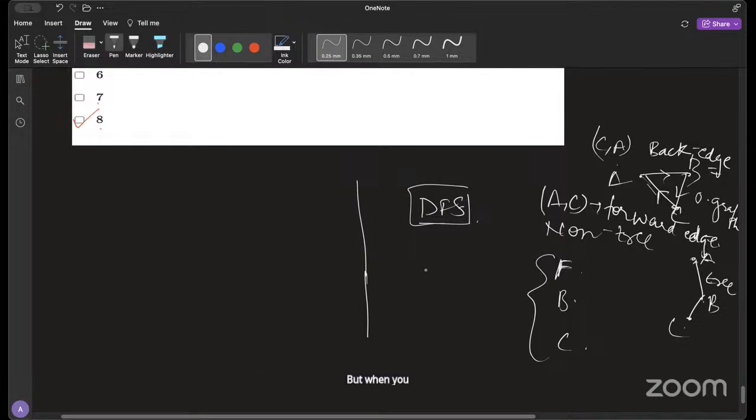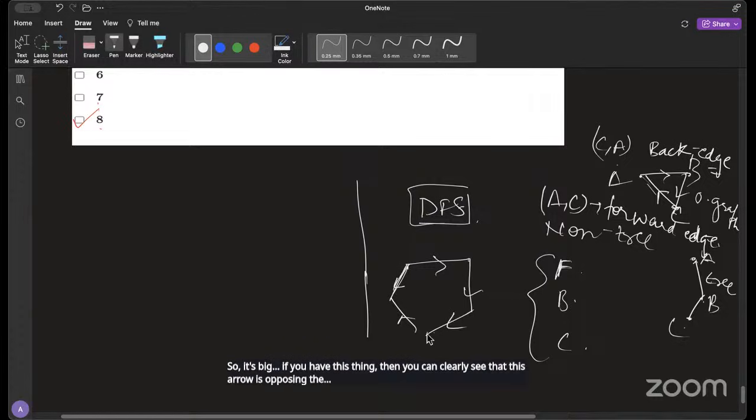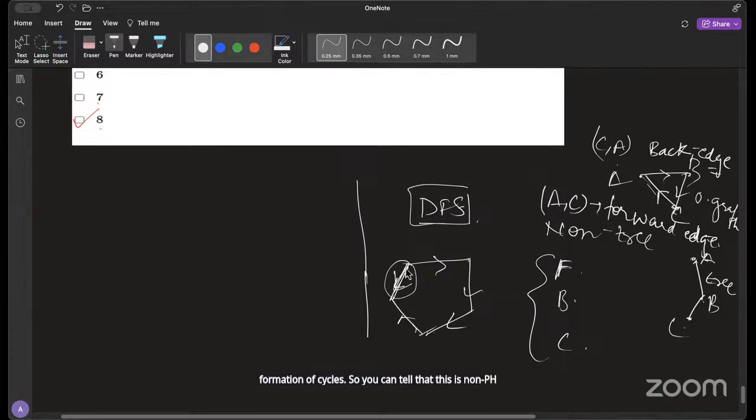But when you deal with bigger cycles, this is a three cycle only, so it's easier here. When you deal with more numbers, like this one, and in fact, if you deal with 5, that will be even more difficult. So it's big. If you have this thing, then you can clearly see that this arrow is opposing the formation of cycle. So you can tell that this is a non-tree edge, then it will be a forward edge, right? But otherwise it becomes difficult.